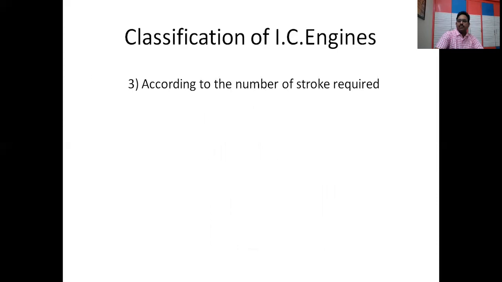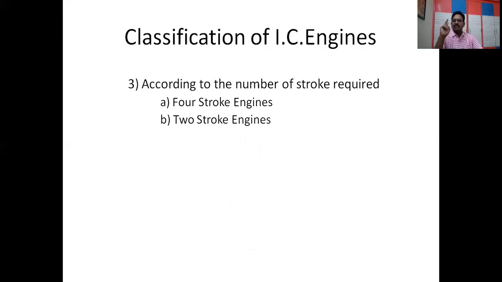According to the number of strokes, we often hear of the 2-stroke engine or the 4-stroke engine. If we need 4 different strokes to complete one operating cycle, we call it a 4-stroke engine. Or if to complete one operating cycle we have only 2 different strokes, we call it a 2-stroke engine. So this is according to the number of strokes required.